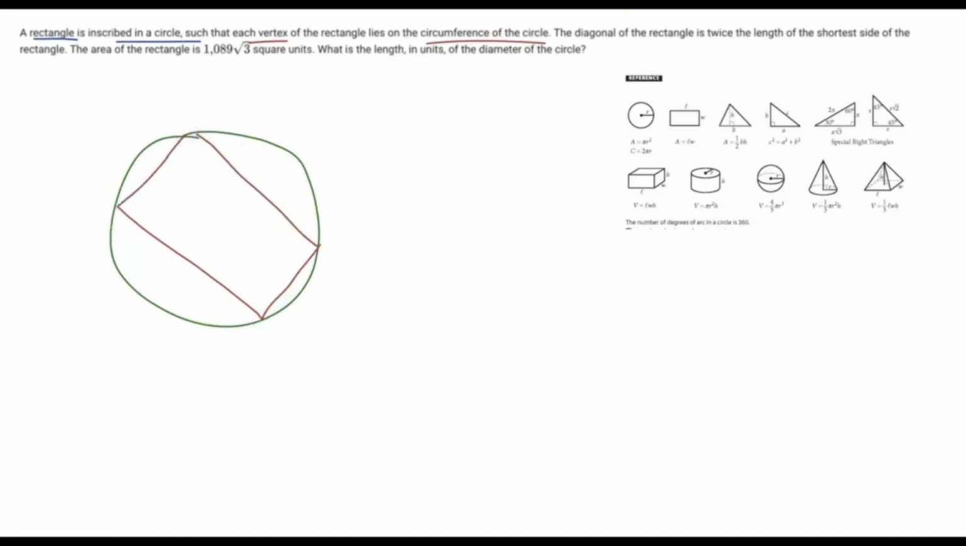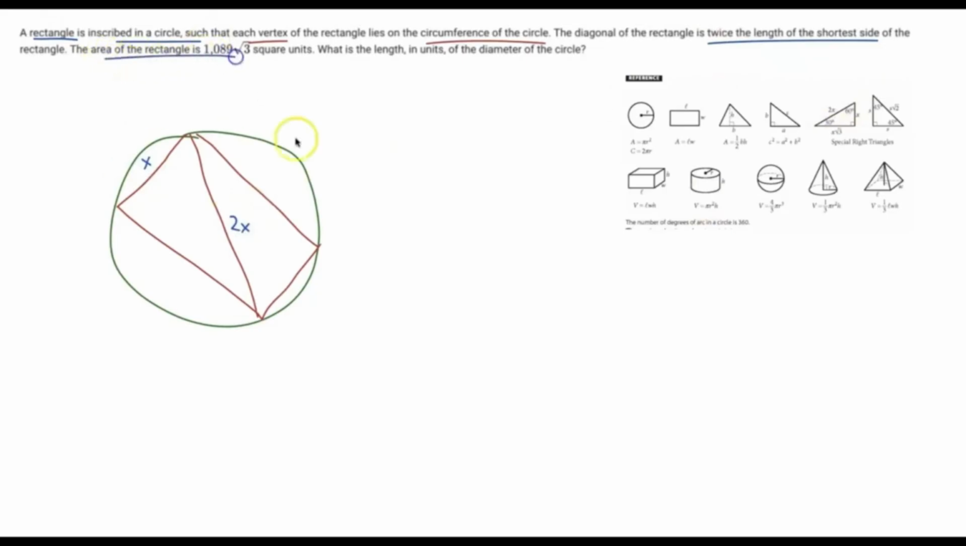So there's our drawing. It says the diagonal of the rectangle is twice the length of the shortest side of the rectangle. All right, let's draw that in. So the diagonal, which is going to look like this, just going across from one corner to the other, is going to be twice the length of the shortest side of the rectangle. So this right here is our shortest side, and let's just label that X. And it's twice the length, so we can call this 2X.